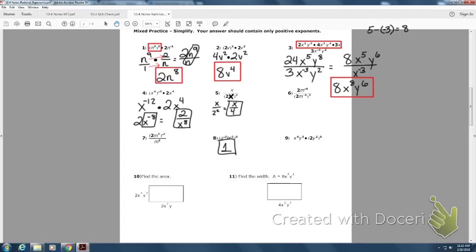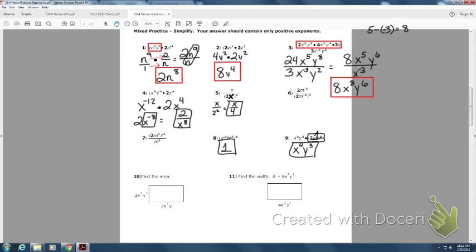Alright, real quick, let's jump to 9, because it's kind of simple. What's the answer to 9 going to be? x to the power of 4, y to the power of 3, because this whole thing becomes 1, and anything times 1 is itself. Alright, so if you haven't already, go ahead and walk through 6 and 7, along with 10 and 11, sorry.